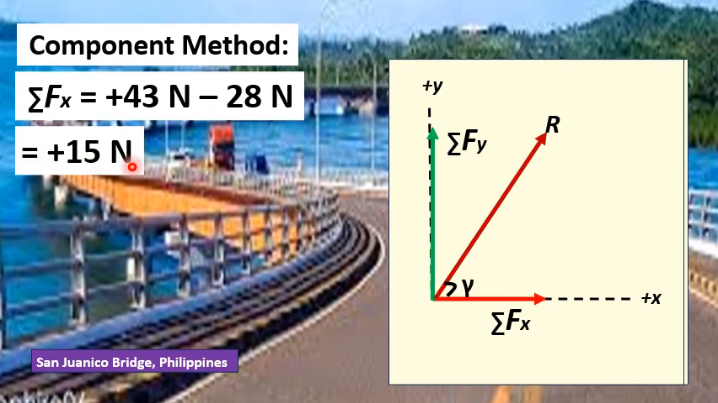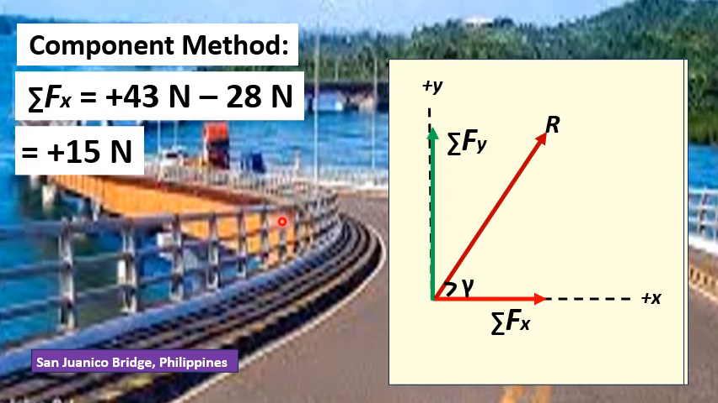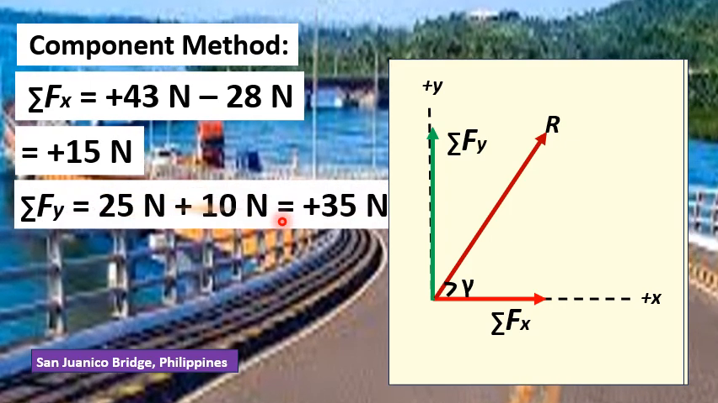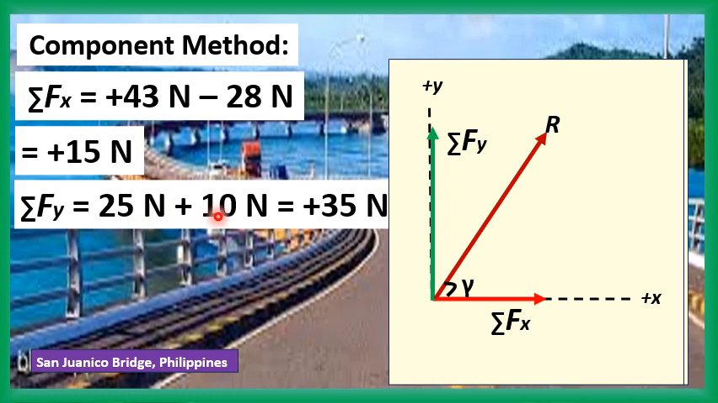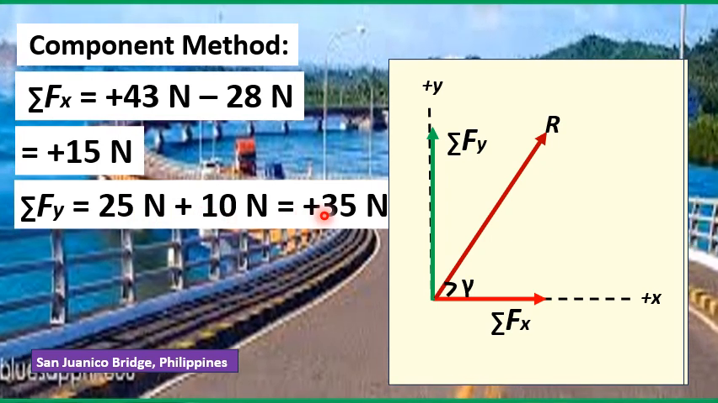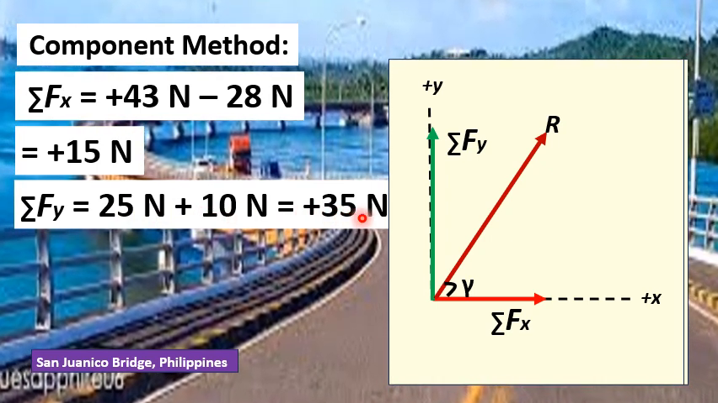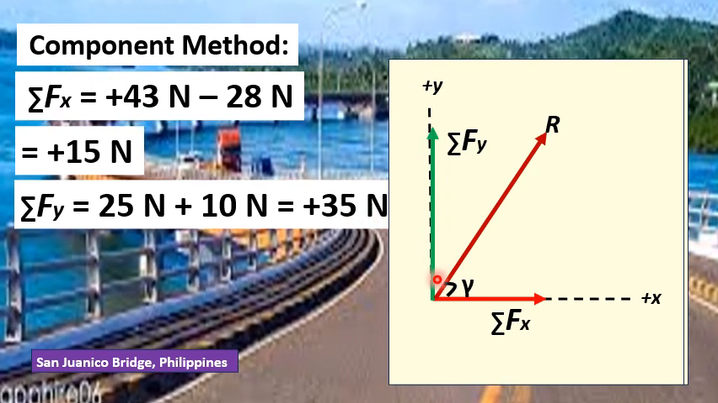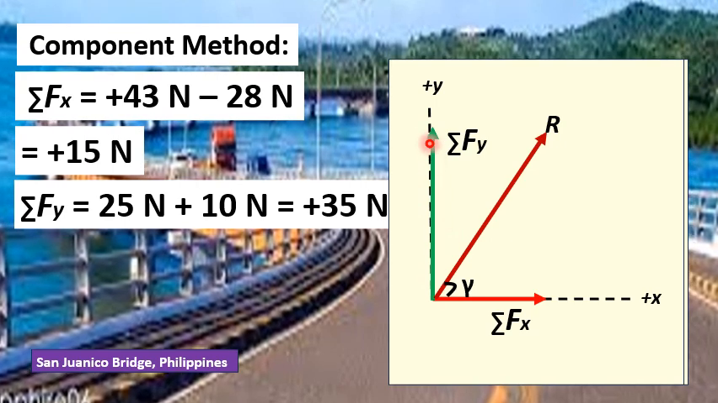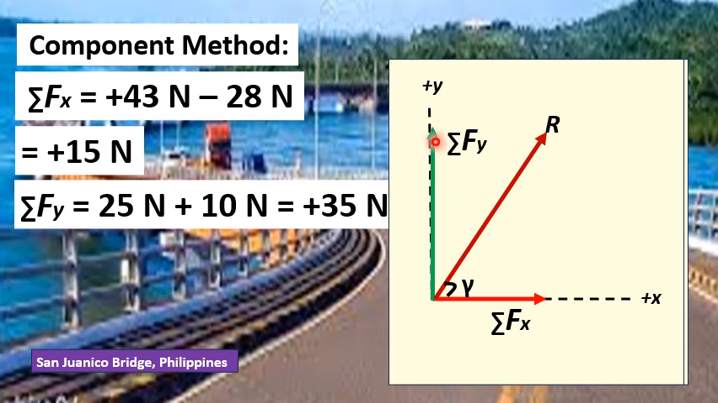While the summation of Fy is just the sum of 25 newtons plus positive 10 newtons, of course, that gives us positive 35 newtons. And in the diagram, that's represented by this green arrow directed upward or into the positive y-axis.